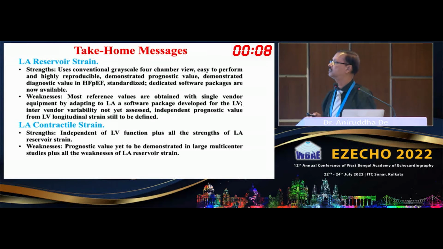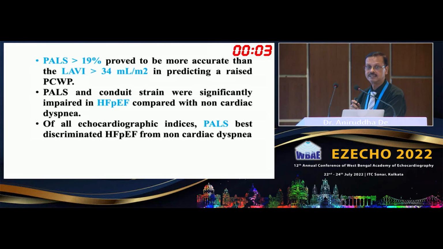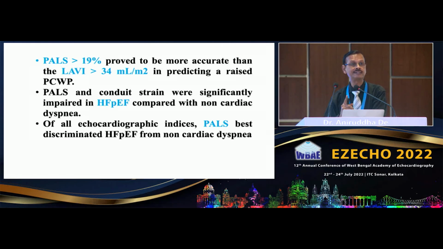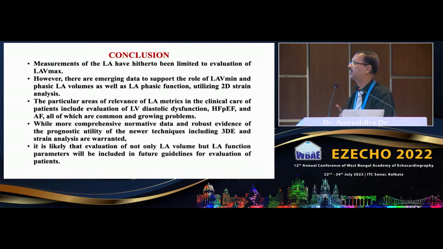So the take-home message is that, among these, peak systolic strain of more than 19% proved to be more accurate than left ventricular volume. Mind it. Now, peak systolic strain is considered more robust than left atrial volume index of more than 34 milliliters. And the reservoir and conduit strain was significantly impaired even in HFpEF compared with non-cardiac dyspnea. Of all echocardiographic indices, reservoir strain best discriminated HFpEF from non-cardiac dyspnea.